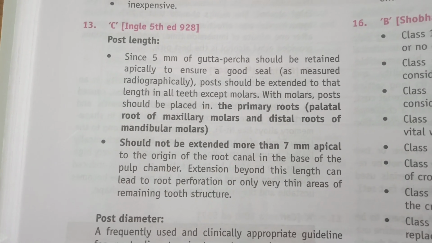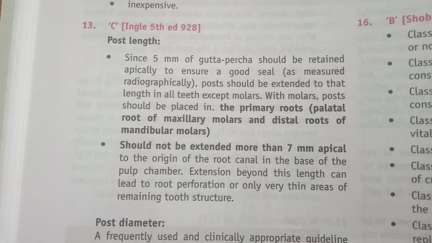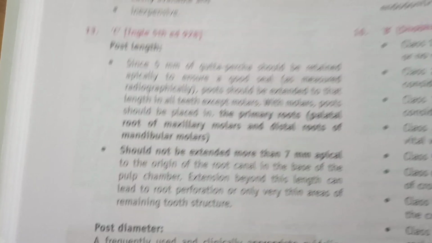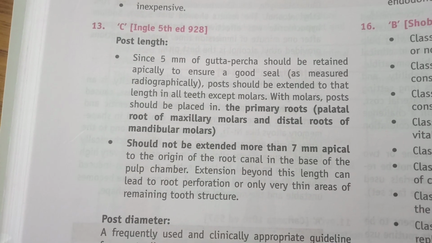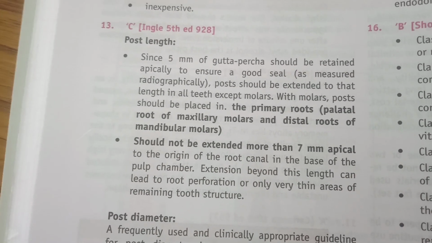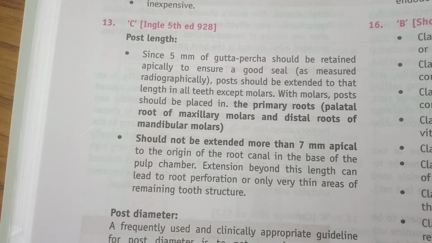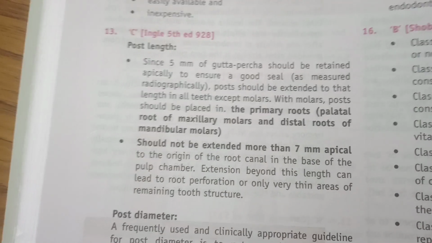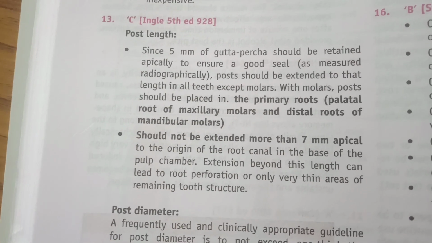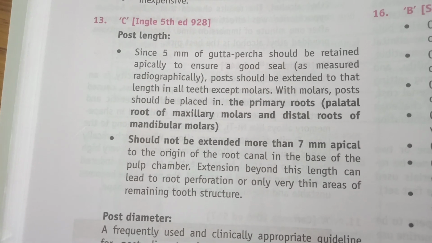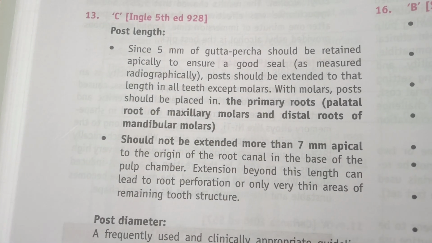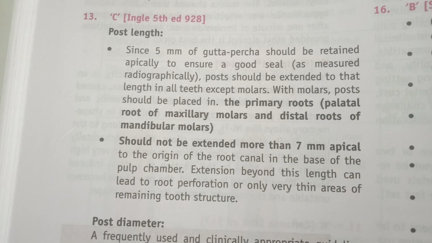Post length: since 5 mm of gutta percha should be retained apically to ensure a good seal, the post should be extended to that length in all teeth except molars. With molars, the post should be placed in the primary roots, that is the palatal root of maxillary molars and the distal roots of mandibular molars. It should not be extended more than 7 mm apical to the origin of the root canal in the base of the pulp chamber.